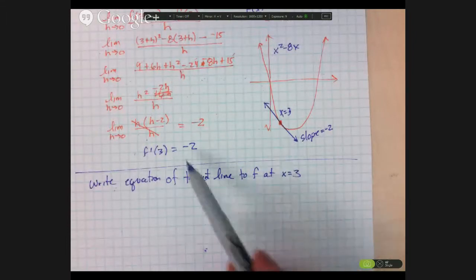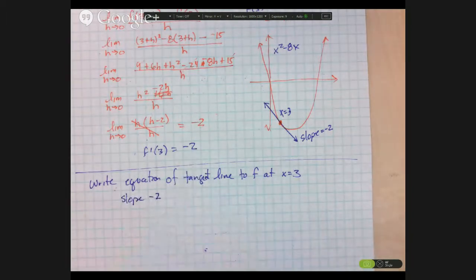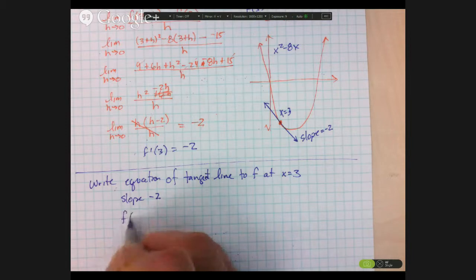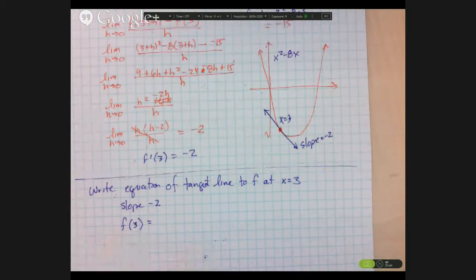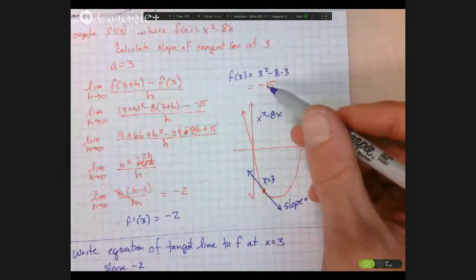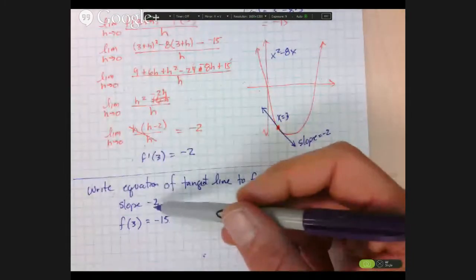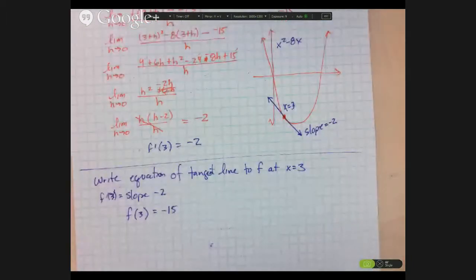And so we have a slope of -2. We've already calculated the slope. What else do we need? We need f of 3. So f of 3 gives us a location. We already have that information. It's kind of nice. So f of 3 is -15. F prime at 3 is -2. What's the equation of the line?